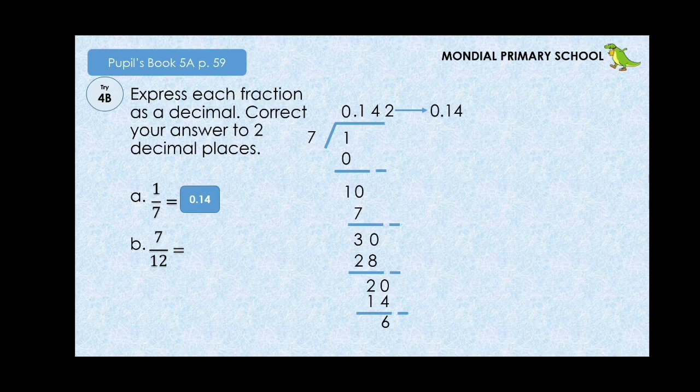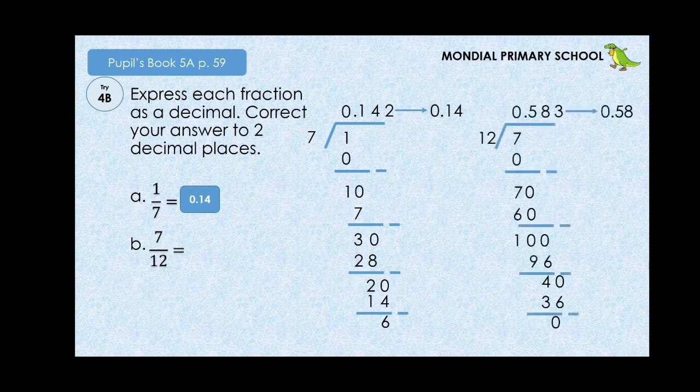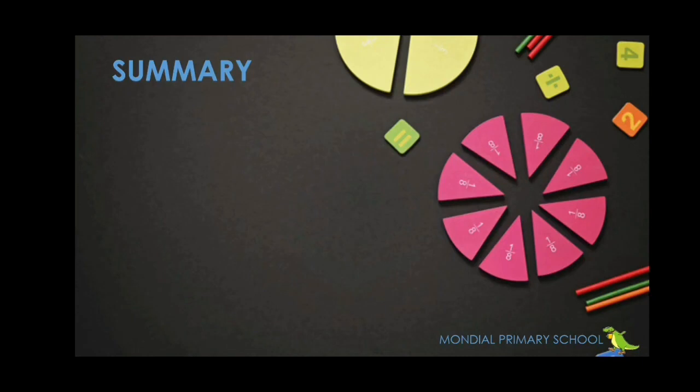B. 7 out of 12 or 7 divided by 12. Please pause this video and try to do it by yourself. Okay, what is your answer, guys? 0.58. Well done. Do you understand so far? Good job.